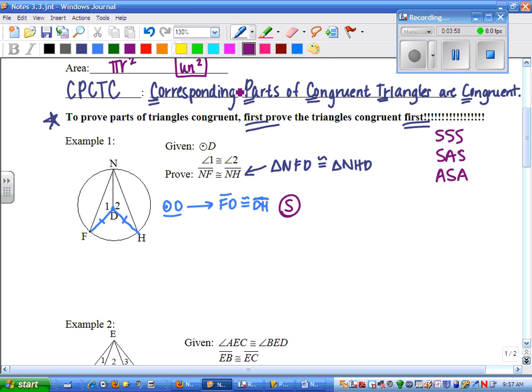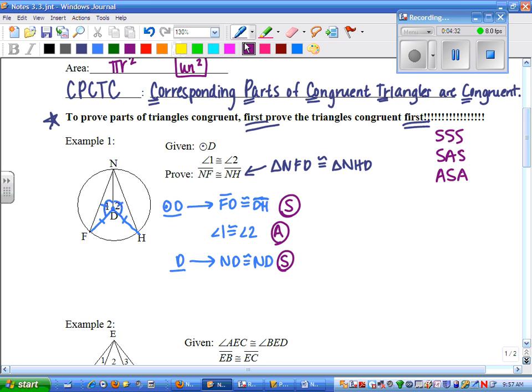I also have angle 1 congruent to angle 2, and that will be my angle. So I have side, angle. Now I'm looking for a third side, because side, angle, side is the only one that I have that will work on this list. Can I pull anything from the diagram? The triangle is sharing a side right here. It's sharing side ND, so I can say ND is congruent to itself. If you want, you can put diagram here. That is my last side.